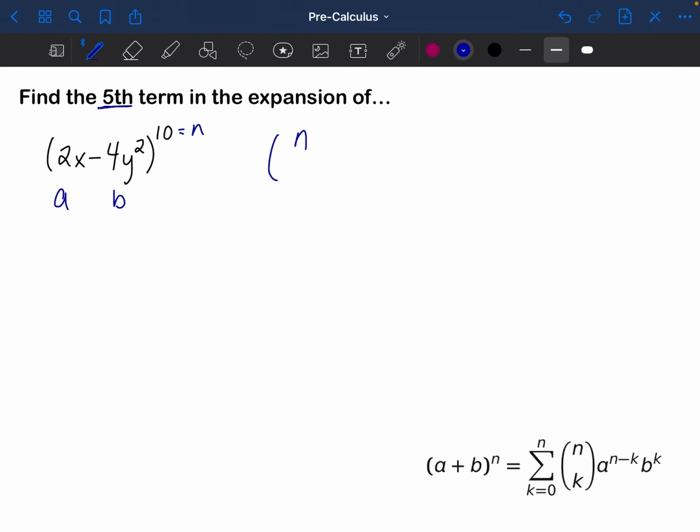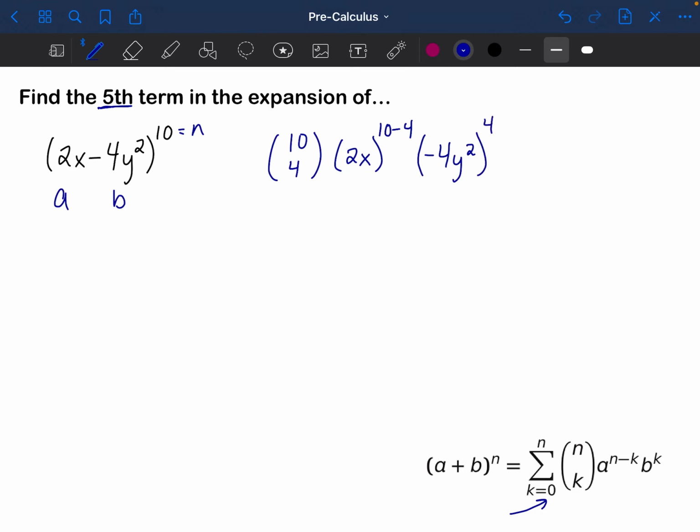But remember, whenever we're doing this, we always start with 0. And since we start with 0, the fifth term, 0, 1, 2, 3, 4, is going to be the fourth term in our series. So n is 10. We're interested in the fourth term, times a, which is going to be 2x to the n minus k, so 10 minus 4. And then times b, which is negative 4y squared to the k.